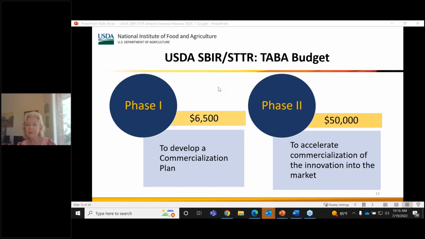also become clearer. And then in phase 2, there's $50,000 to really accelerate the commercialization and start moving your innovation into the market. You'll still do some R&D in phase 2, but you're also going to be very focused on commercialization.